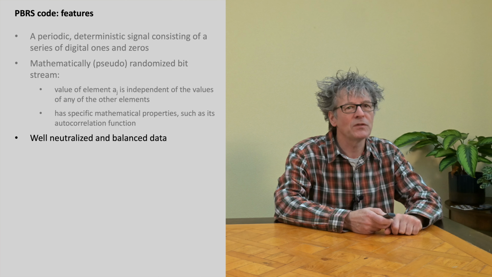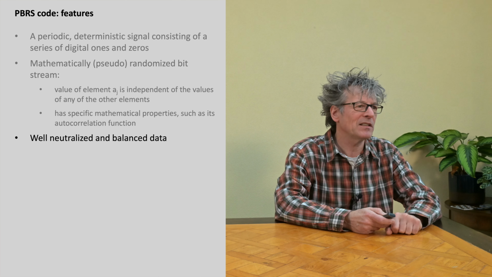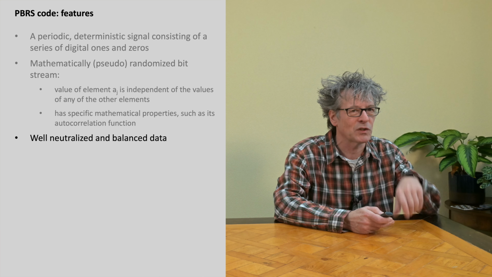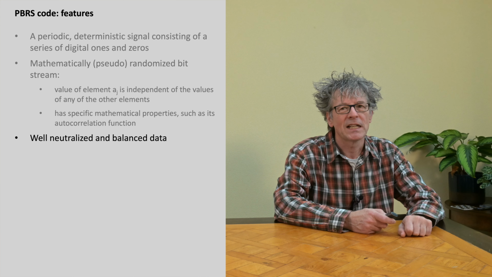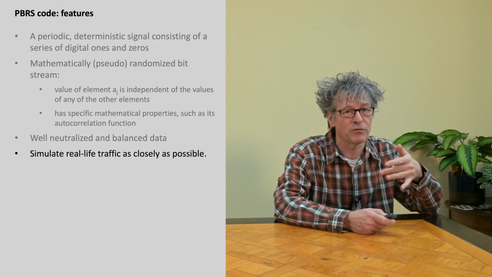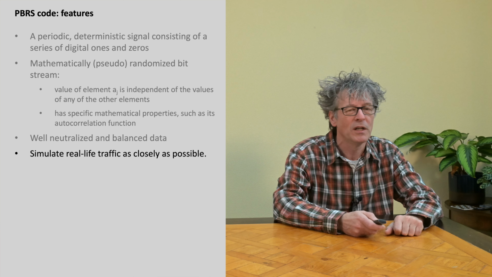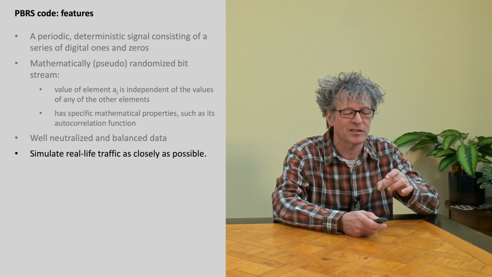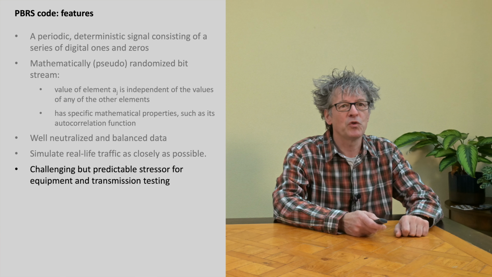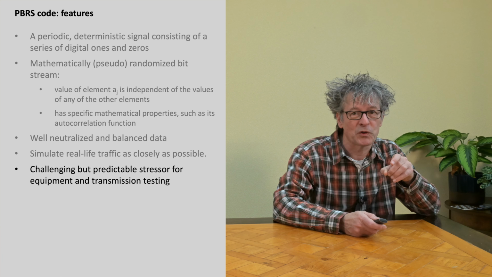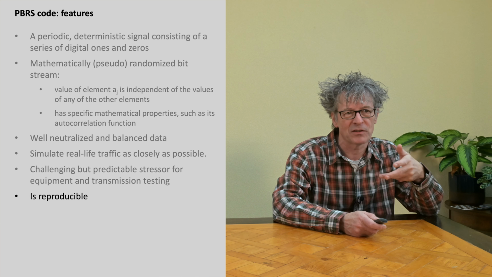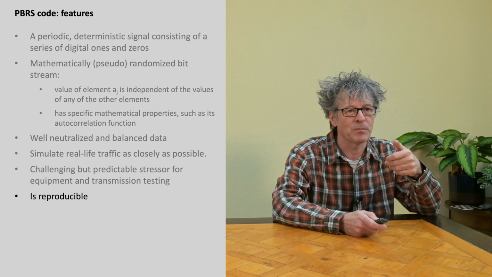It should have well neutralized and balanced data, generally meaning that you have a similar number of zeros and ones in the pattern in order to serve its purpose. It is supposed to simulate real-life traffic as closely as possible. So, for example, if we use it to test a telecommunications link, we want the kind of traffic that can stress the system with something that could happen in real life. It should be a challenging but also predictable stressor for this type of equipment, which also means that you can reproduce the code and the tests you are doing with this type of system are repeatable.